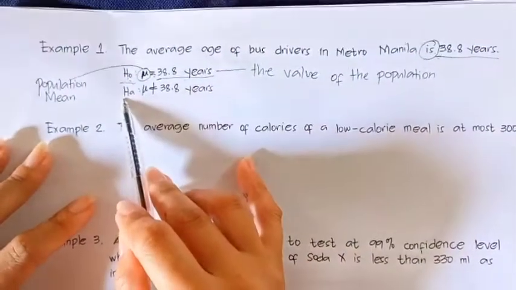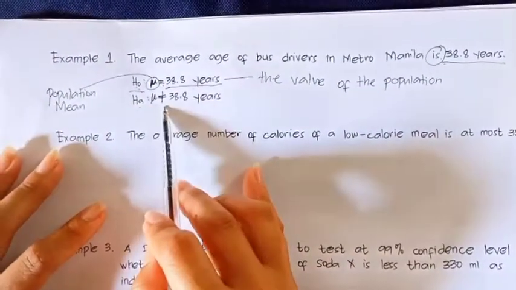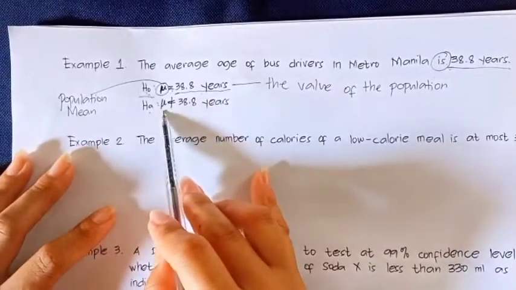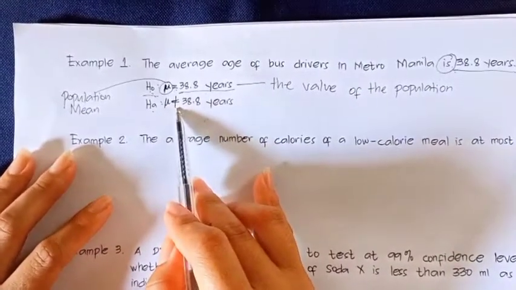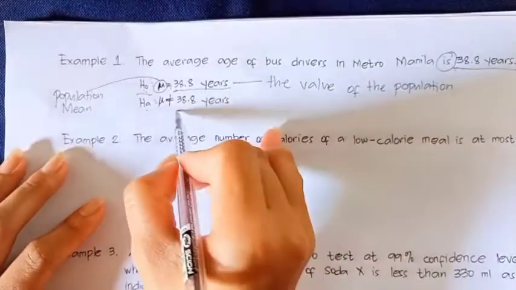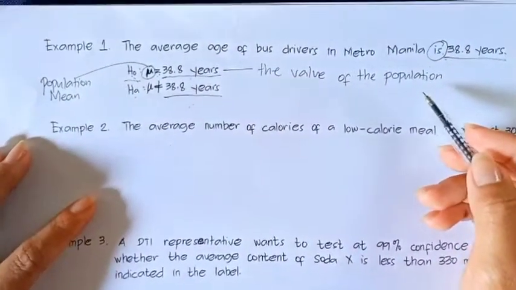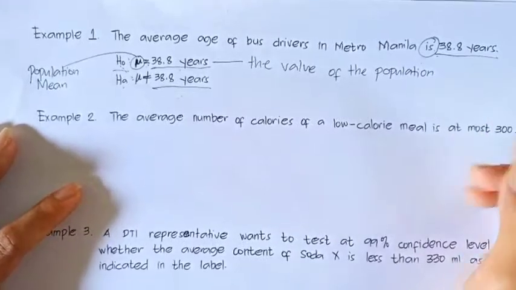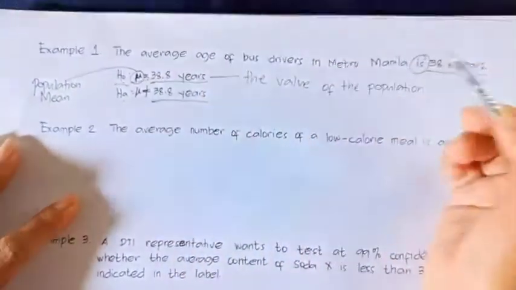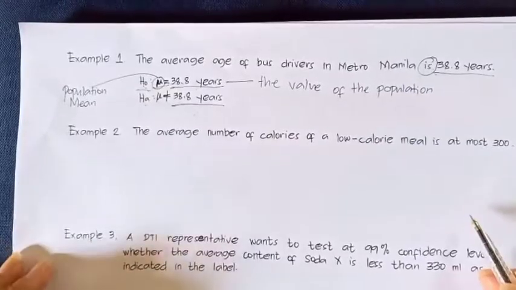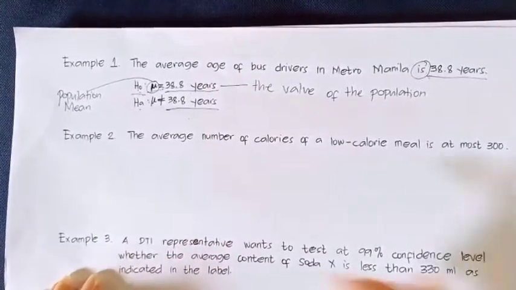Now this is the alternative hypothesis. The population mean must not be equal to 38.8 years. So always remember that the alternative hypothesis always contradicts the null hypothesis. Next, let us move to example 2.